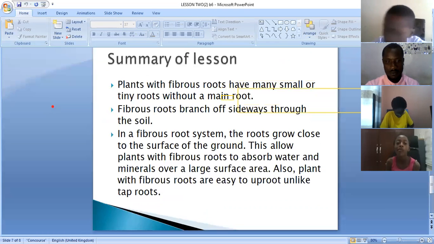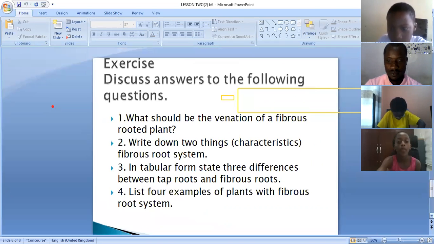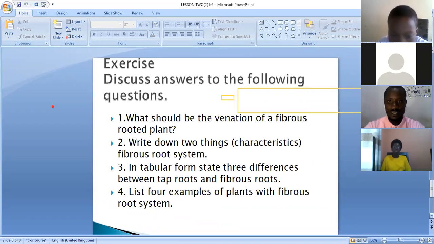Question 4. Grace, help me. Sir, should I read it? Yes, please read. List 4 examples of plants with fibrous root systems.